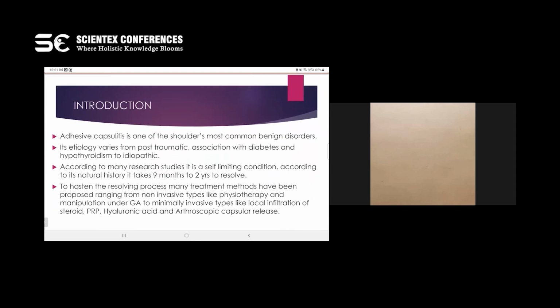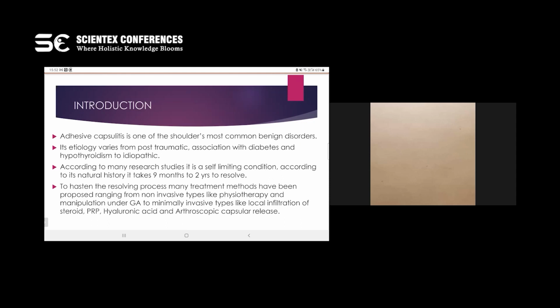So first I would like to introduce it. Adhesive capsulitis is one of the most common benign shoulder disorders. Its etiology varies from post-traumatic to association with metabolic disorders like diabetes and hypothyroidism, and it may even be idiopathic. Various observational studies have been conducted previously, and it has been observed that it is common among the middle-aged, around 40 to 60 years, and it is more common among females when compared to males.